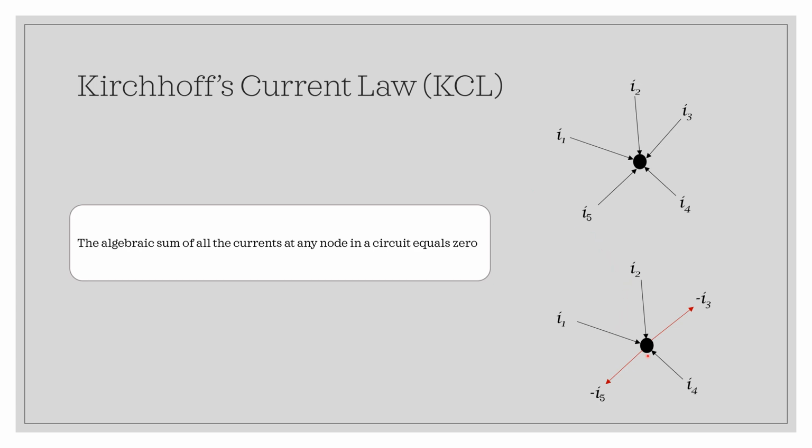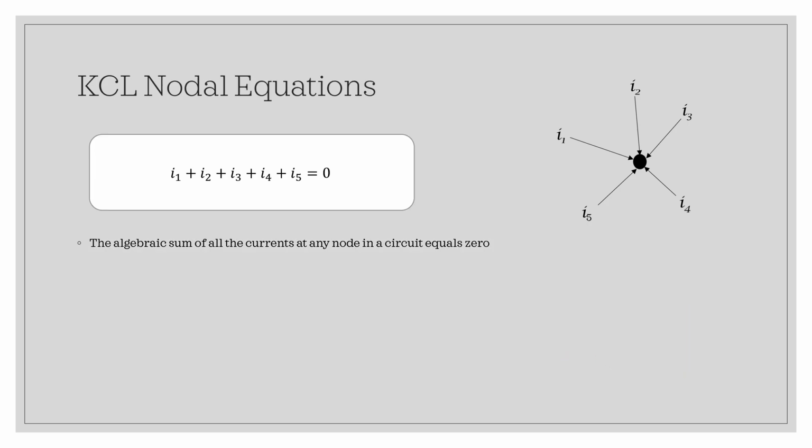Now, as you know, we could have a node with currents entering and currents leaving the node. So we have to assign a positive sign or a negative sign to the current. And the standard is to choose a positive sign for currents entering the node and a negative sign for currents leaving the node. So the KCL equation for this node would be I sub 1 plus I sub 2 plus I sub 3 plus I sub 4 plus I sub 5 is equal to 0.